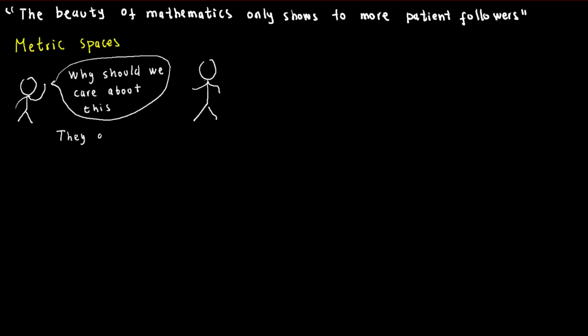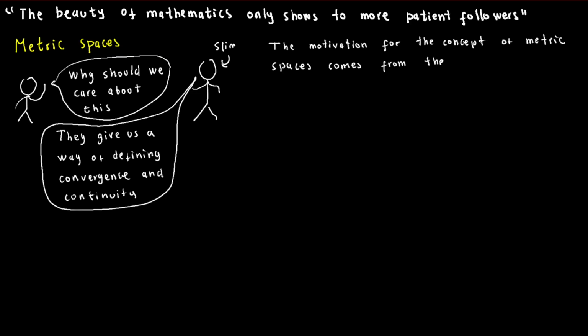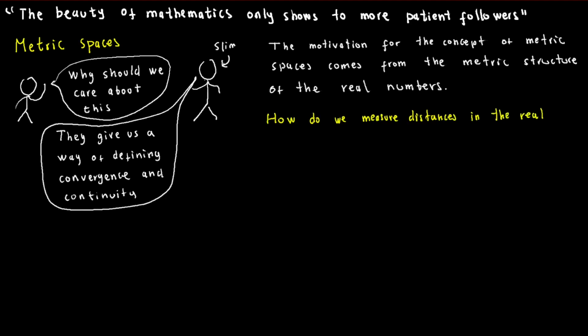Well, for one, they provide a framework to define the convergence of sequences, which is pretty important in the world of real analysis. And to do that, we need a reliable way of calculating distances between elements in a set. That's where the metric structure of the real numbers comes in handy.